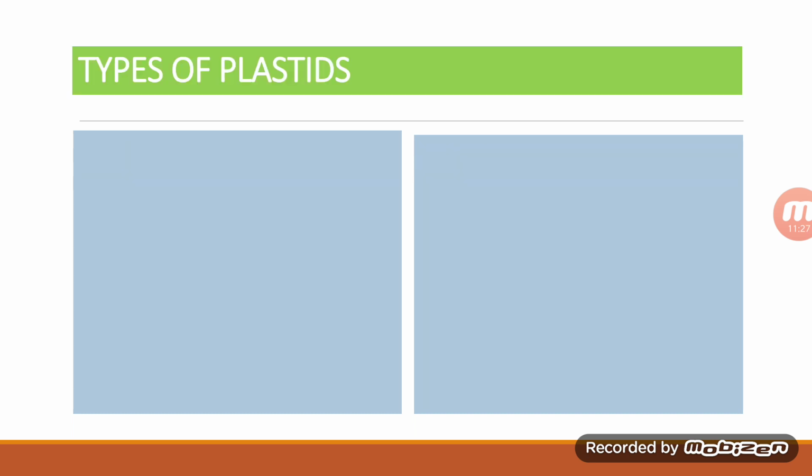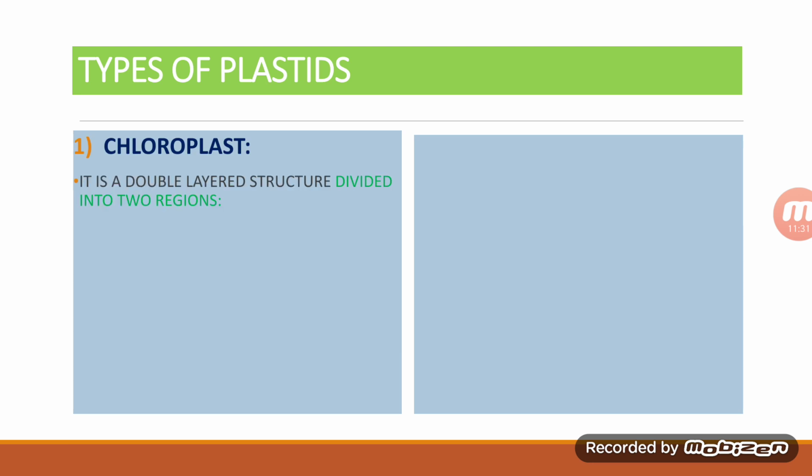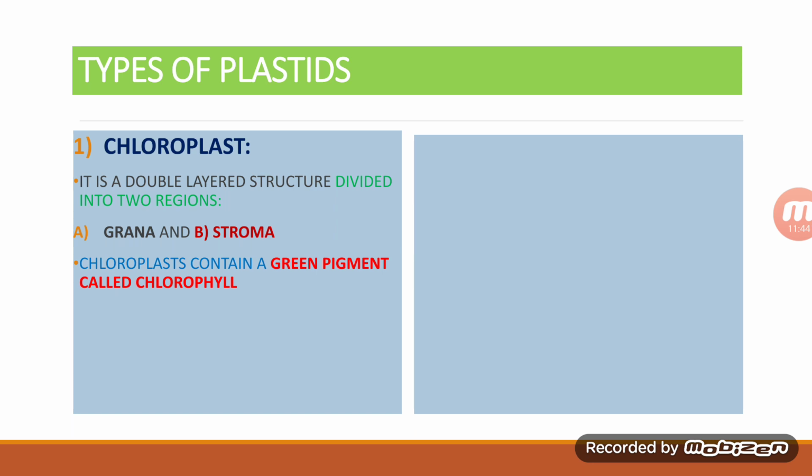Types of plastids. So number 1 is chloroplast. Chloroplast is a cell organelle that is double layered in structure and is divided into 2 regions called grana and stroma. What does chloroplast contain then? It contains a green pigment called chlorophyll.